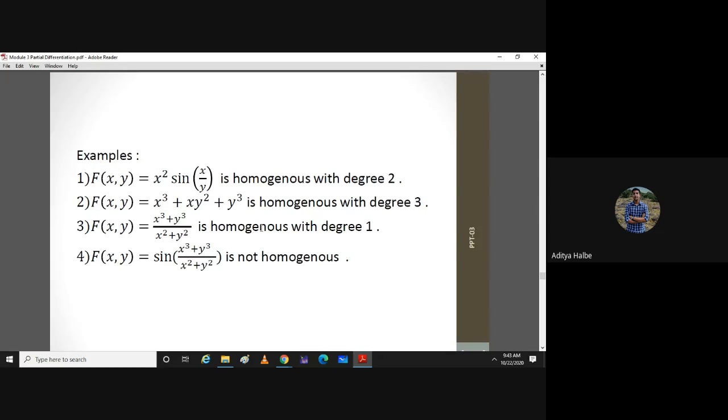Sir. Okay. Now if you look at this fourth example, it is sine of x cube plus y cube upon x square plus y square. What do you think about this?